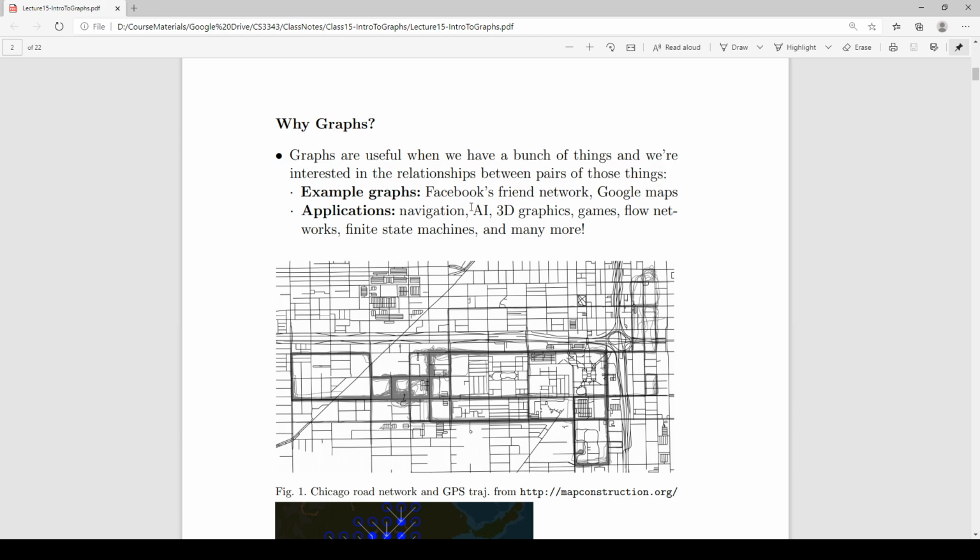Other applications, well, it's used actually in AI, it turns out, neural networks, 3D graphics. Yeah, if you know a bit about 3D models, those are a kind of generalization of graphs. Games, constantly used in games, especially games where you need to do routing sorts of stuff. These things called flow networks, I'll give you some intuition about that in a moment. Finite state machines, you might also know these as Mealy or Moore machines, if you come from a computer engineering background. And yeah, lots more stuff, right? This is just the tip of the iceberg.